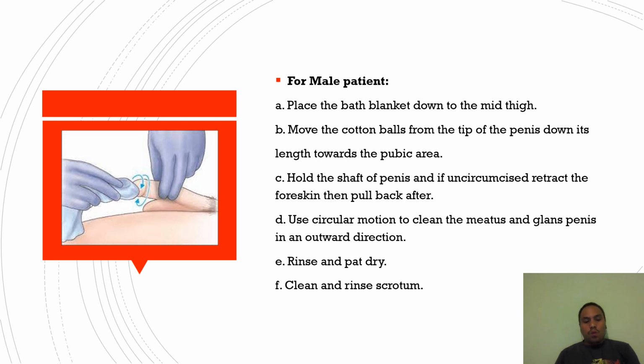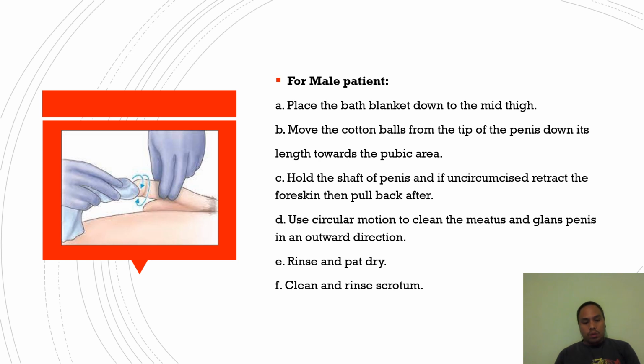And after that, we need to hold the shaft of the penis. In case the patient is uncircumcised, retract the foreskin, then pull it back after. Retracting the foreskin is necessary to remove smegma that collects under the skin, which may facilitate bacterial growth. And after that, use circular motions to clean the meatus and the glans penis in outward direction for us to be able to clean all areas.